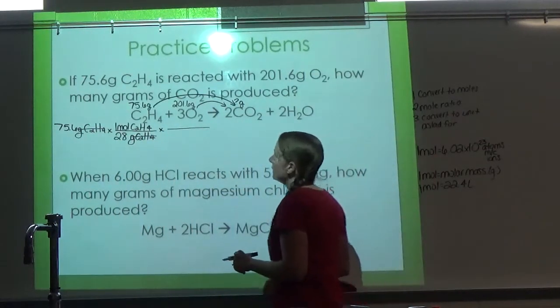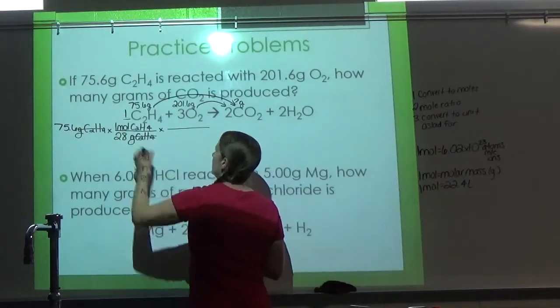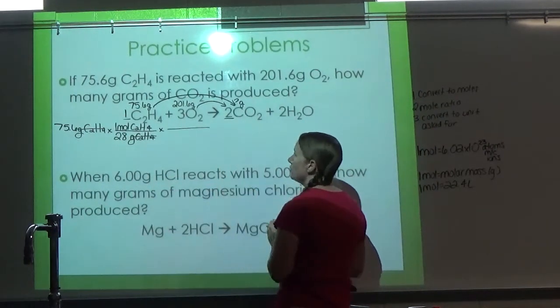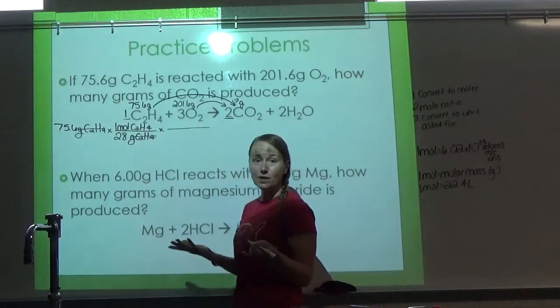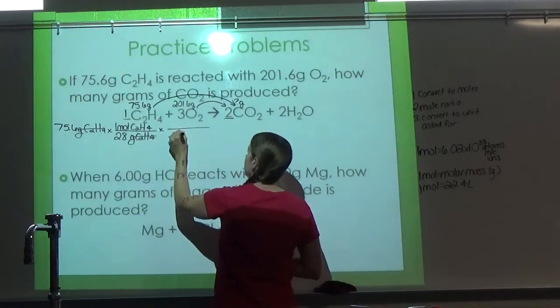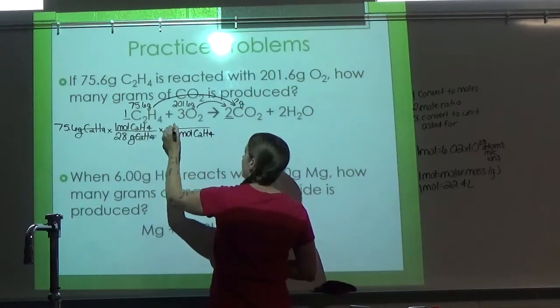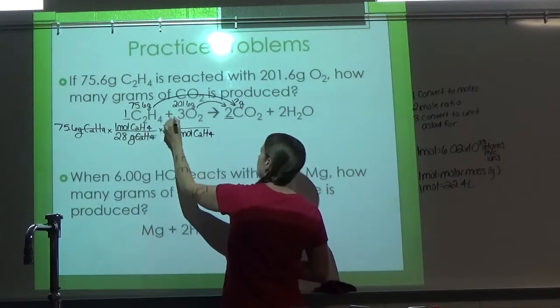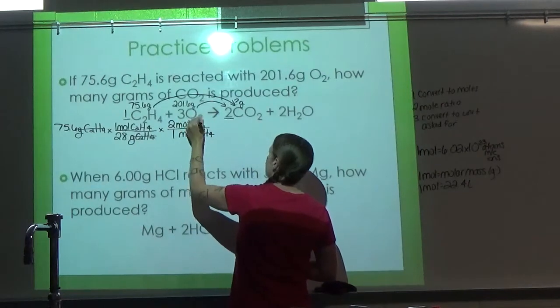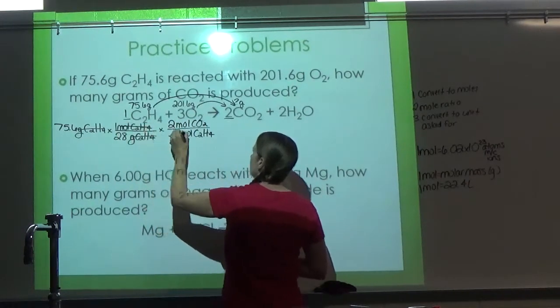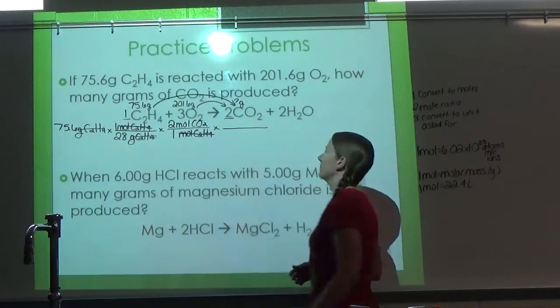Step 2 is the mole ratio. 1 mole of C2H4 makes 2 moles of carbon dioxide. I follow my golden rule: moles of C2H4 have to go on bottom. So it is 1, and that's going to make 2 moles of carbon dioxide. My moles of C2H4 cancel.